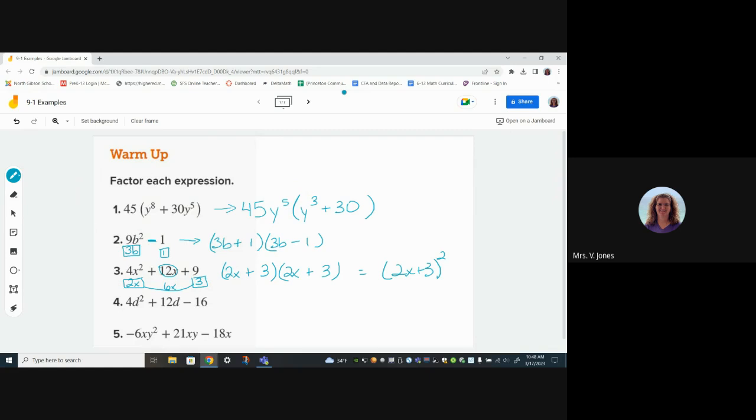On number 4, we do have a GCF. We have a 4 that we can factor out of there. That leaves a d squared plus 3d minus 4.